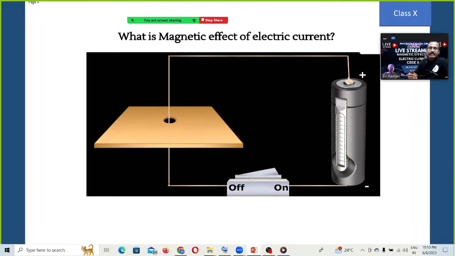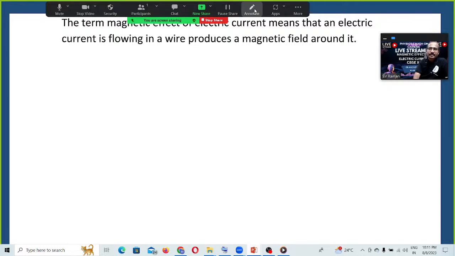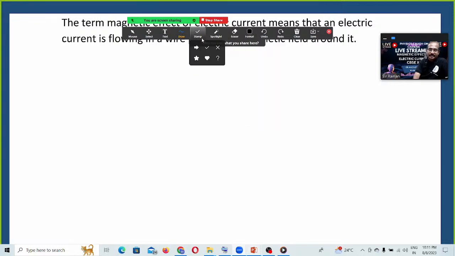So what is the magnetic effect of electric current? What is the basic history behind this? We will see. The term magnetic effect of a current means that an electric current flowing in a wire produces a magnetic field around it. So what is a magnet? A very simple question to all of you. What is a magnet?